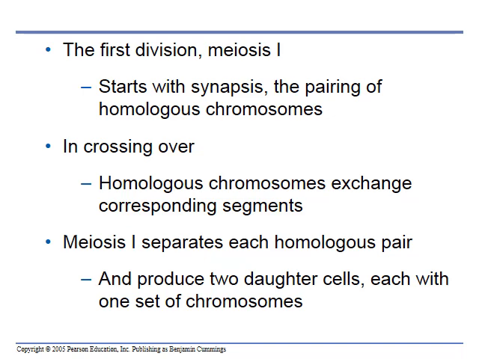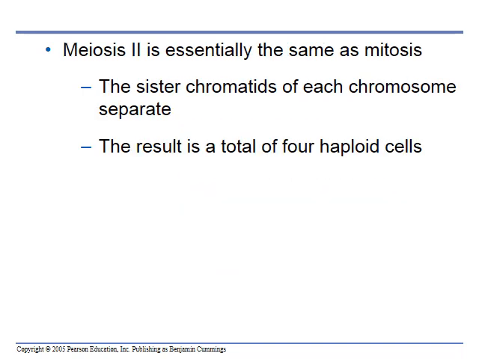Okay? Then in meiosis 1, you're going to separate each homologous pair, and that's going to produce 2 daughter cells. So we're only halfway there, and they each have 1 set of chromosomes. So they still have a full set of chromosomes. They're still not gametes yet. We have to go through meiosis 2 and get them down to half. Okay, so meiosis 2 looks the same as mitosis. And at the end of it, we're going to have 4 haploid cells. So the process looks the same, but the end result's quite different.